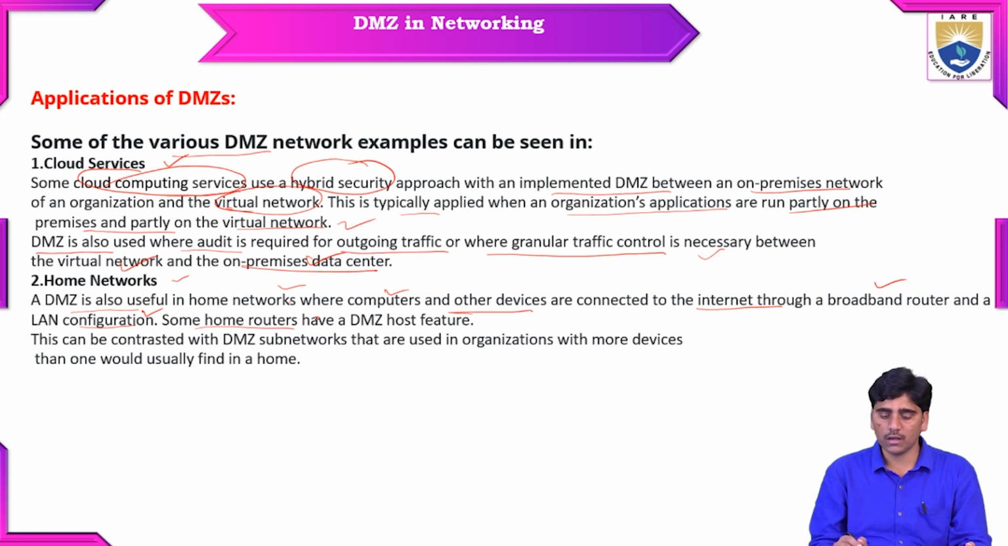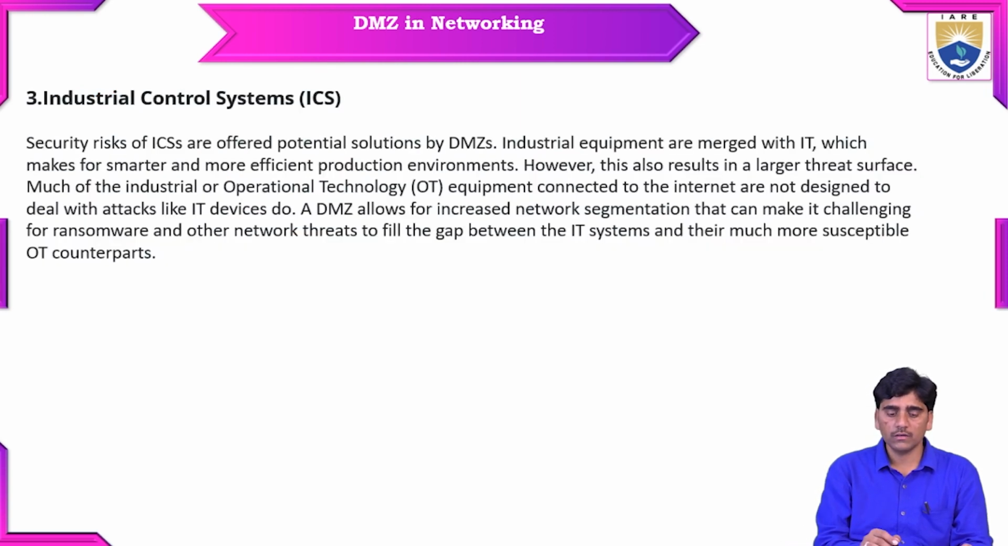Some home routers also have a demilitarized zone host feature. This can be contrasted with demilitarized zone subnetworks that are used in organizations with more devices than one would usually find in a home. And the third one is what?